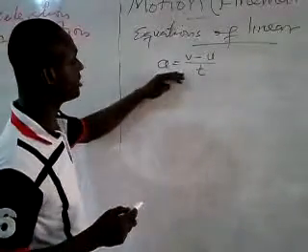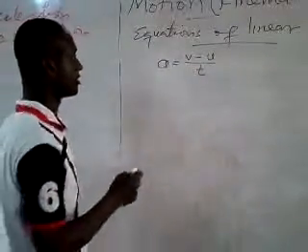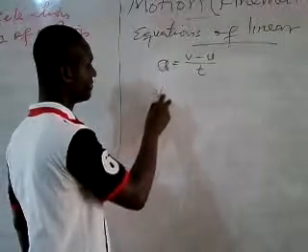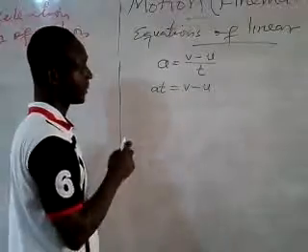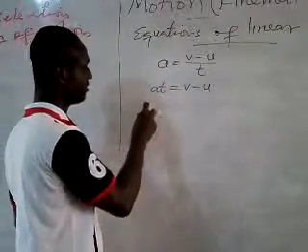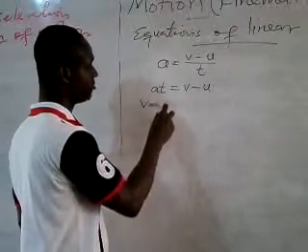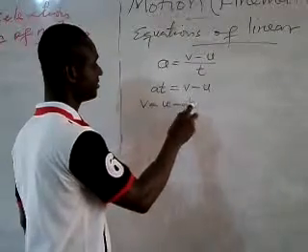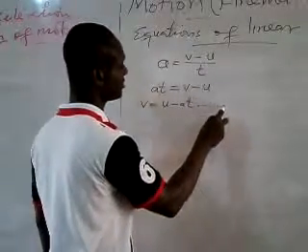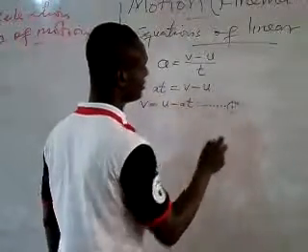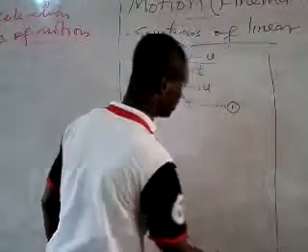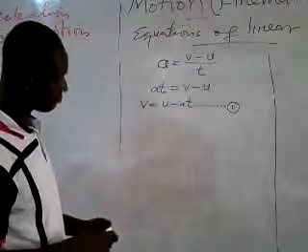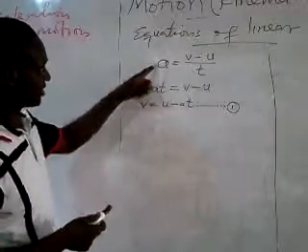So from this equation, you are going to make v the subject. Now we shall have at is equal to v minus u. And then you can say v will be equal to u plus at. And then we call this the first equation of linear motion. That is from the definition of acceleration.